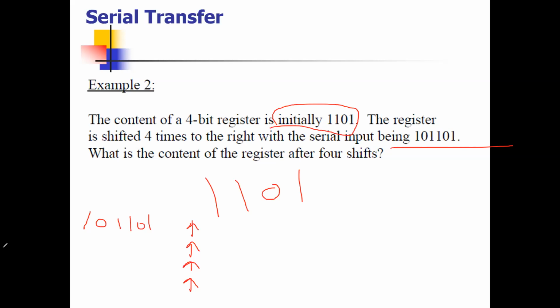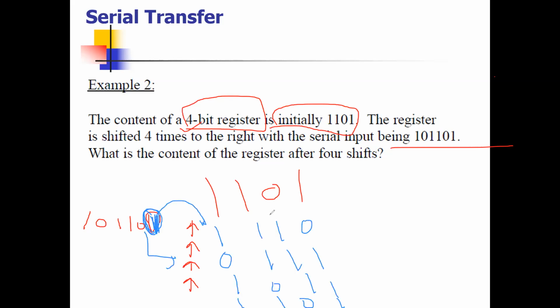Anyone has a problem in this question that you didn't understand? You said four flip-flops because it says shifted 4 times. No, because it's mentioned here. Look. They mention a 4-bit register, and a 4-bit register means there are 4 flip-flops. Clear? It's clear to all?